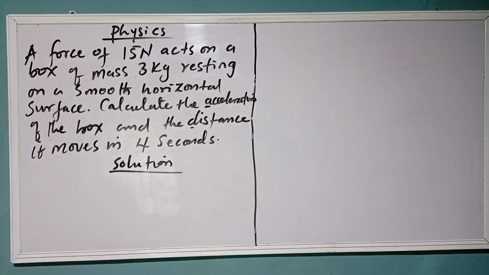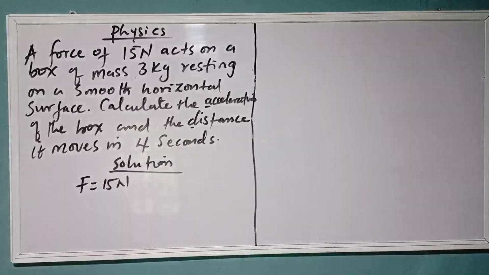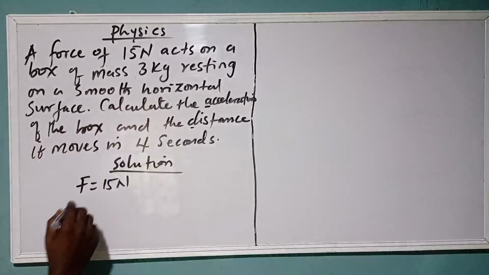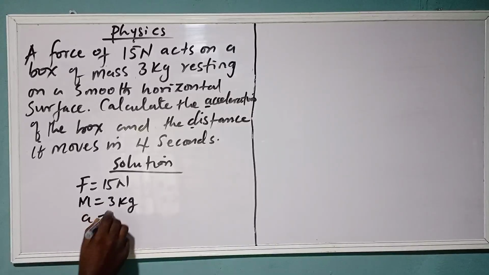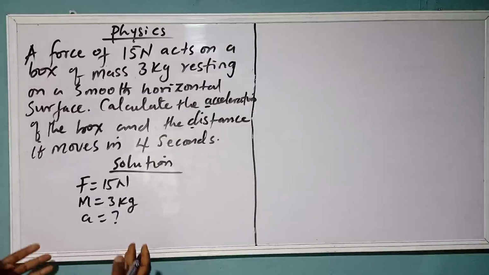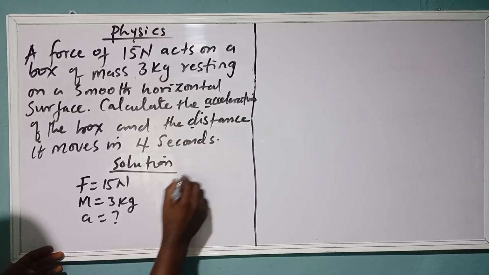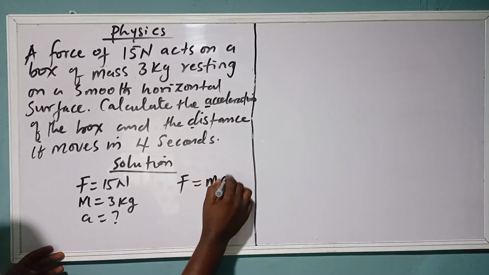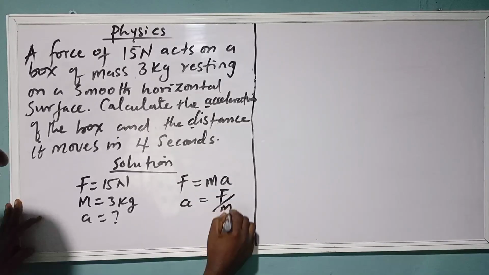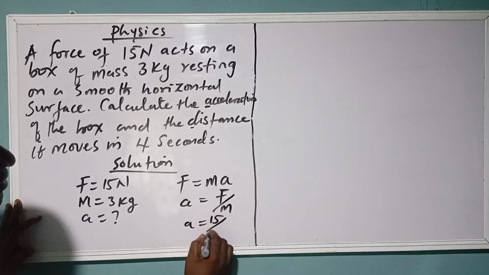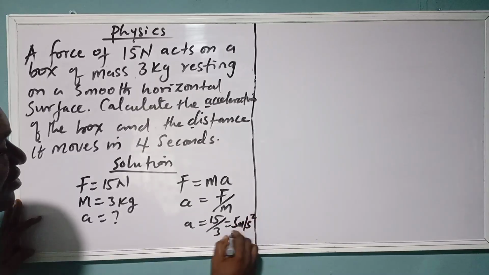Solution. So the first thing is that they give us the force. F is 15 Newton. Secondly, they give us mass. Mass is 3 kilograms. And they say we should calculate acceleration. So from this, you already know that you are to use the second law of motion that says F equals ma, right? So our a would be F divided by m, and then a is 15 divided by 3, which gives you 5 meters per second squared.